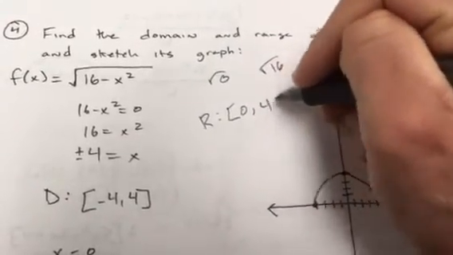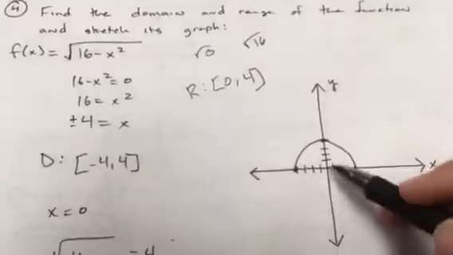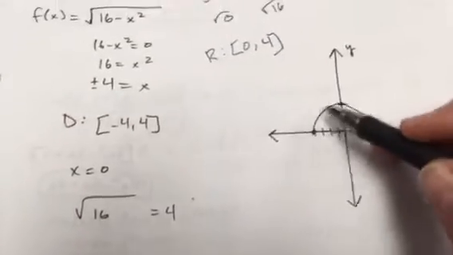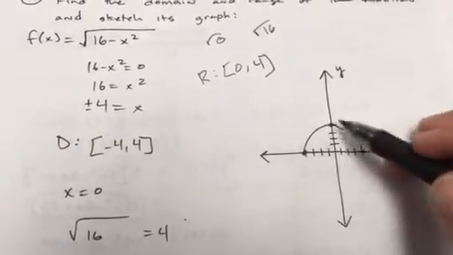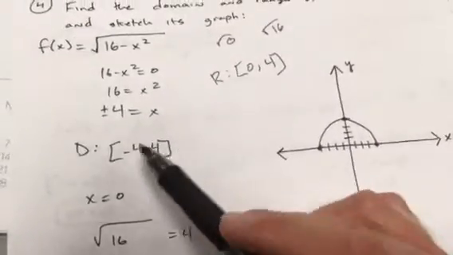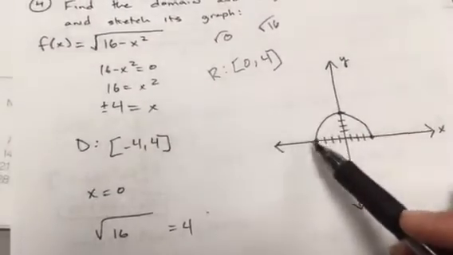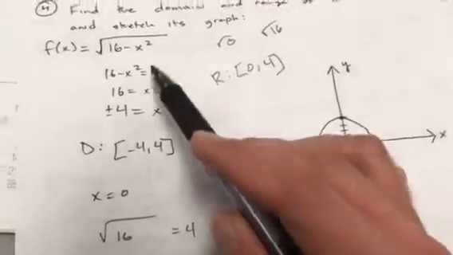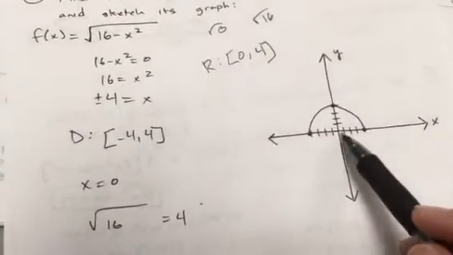So any number between 0 and 4. And you can really see that from the graph. So if you want to wait to give the graph before you get the range, that's fine. Anyway, all you got to do, folks, is plug negative 4 in for x. You get 0. Plug 4 in for x. You get 0.